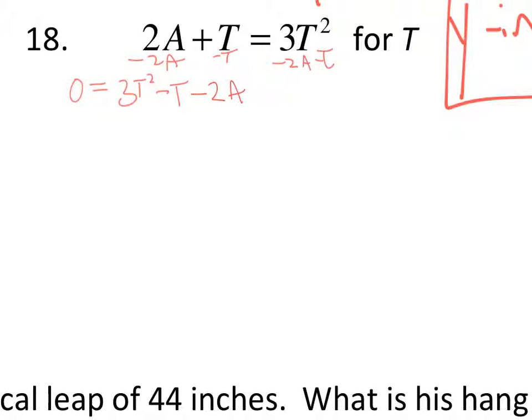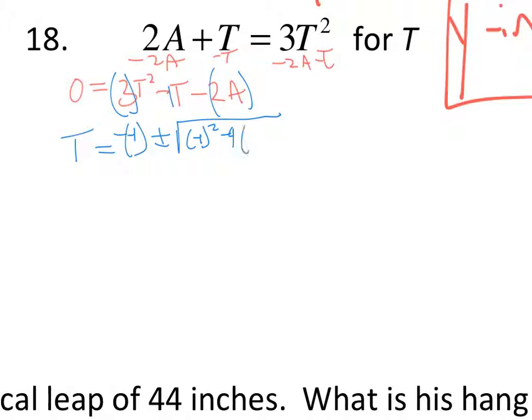And now this is in quadratic form. We have our a value right here. Our b value is this negative 1. And our c value is this whole thing here, actually, technically with the negative. So let's do our quadratic formula. T equals negative b, which is our negative of negative 1, so plus 1. Plus or minus the square root of b squared minus 4 times the a value.